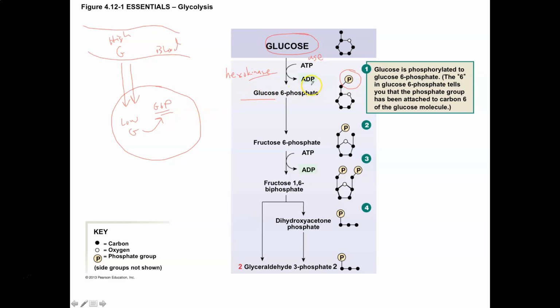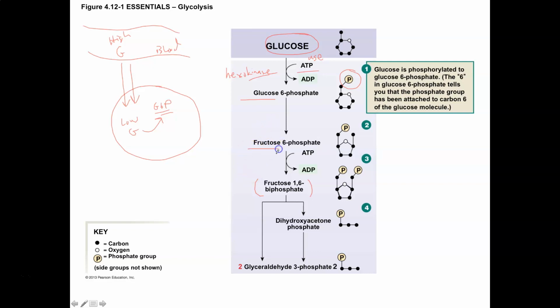So remember, we used up an ATP though, so we had to invest ATP in this process, but we're going to get that back eventually. The next part of glycolysis is looking at how glucose 6-phosphate becomes fructose 1,6-bisphosphate. There are 2 reactions that take place, so 2 conversion reactions.